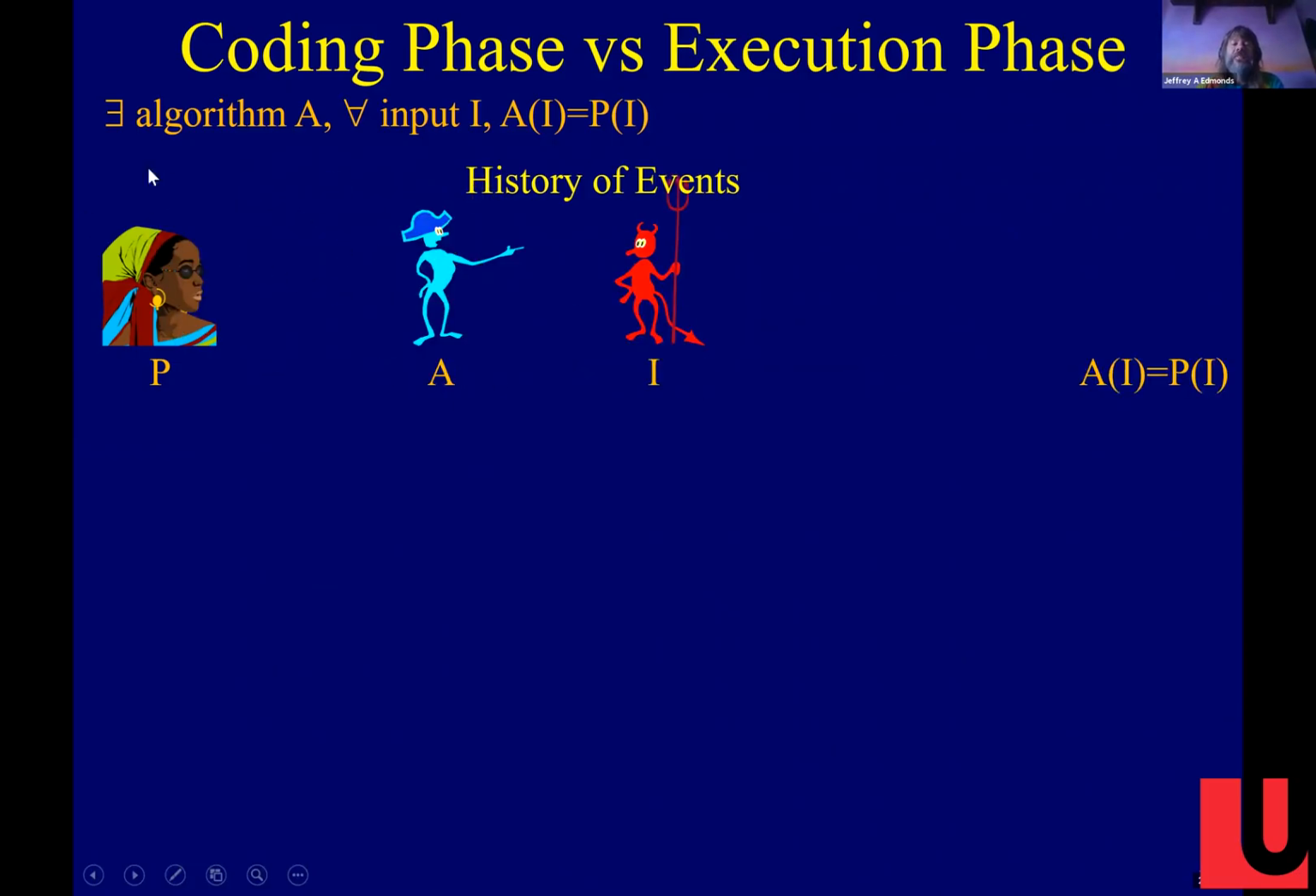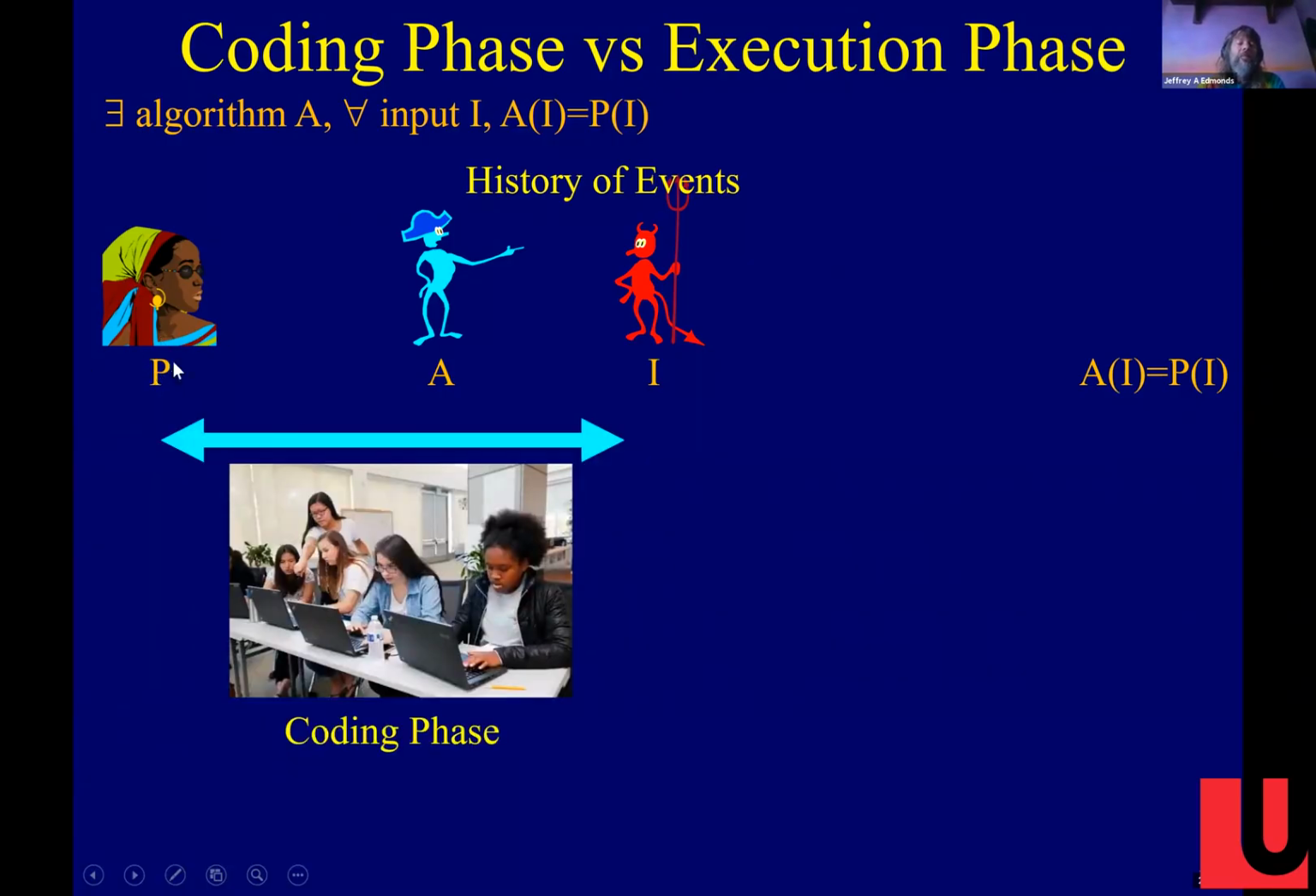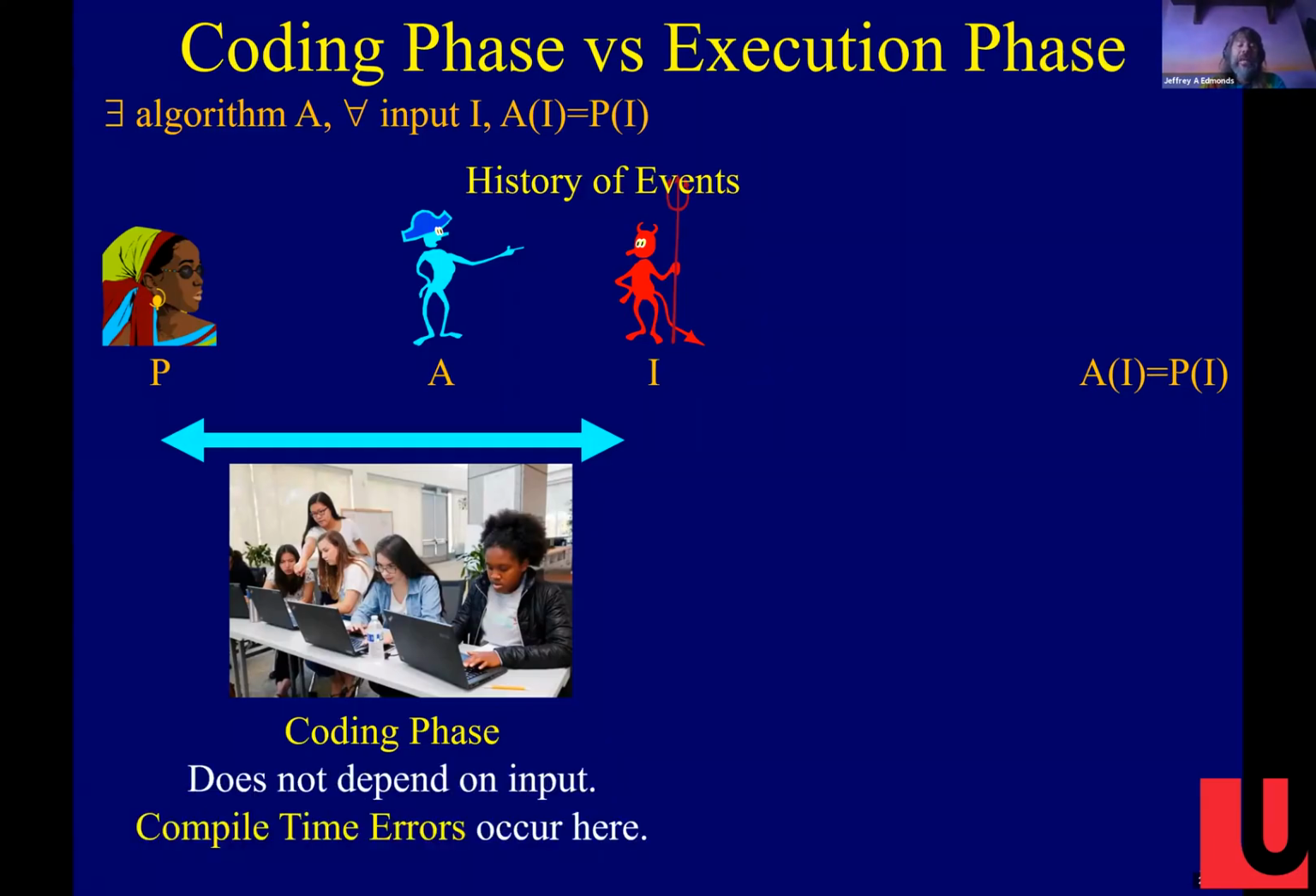Here we have a history of events. We have when the problem is defined, and then the algorithm is defined, and then the input is defined, and then we check to see whether the algorithm solves the problem on the given input, right? The coding phase is the period of time in which you're coding up the algorithm, and it doesn't depend on the input. And here I made reference to compile time errors.